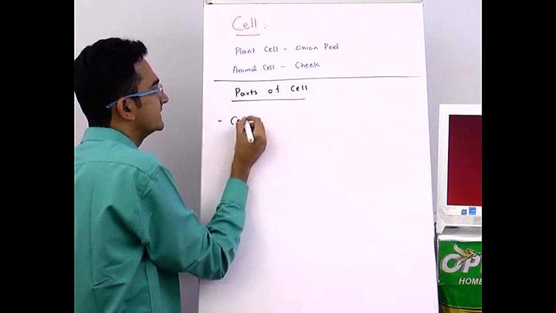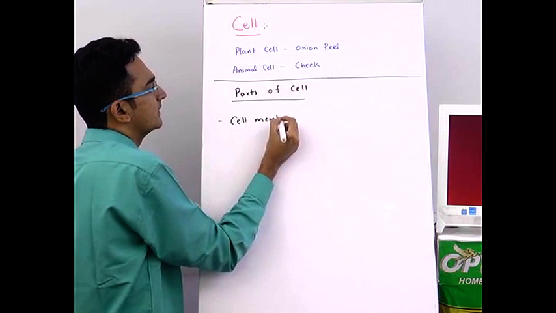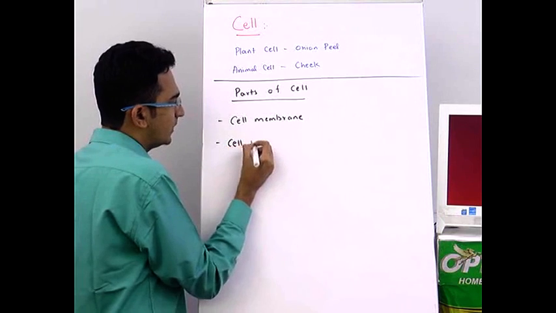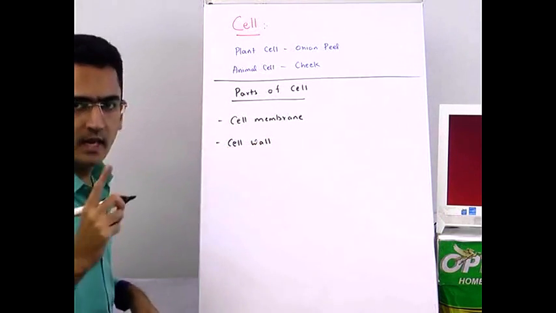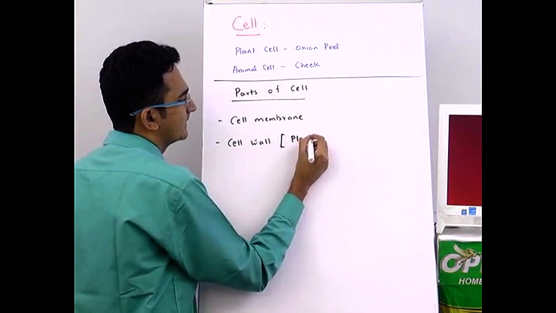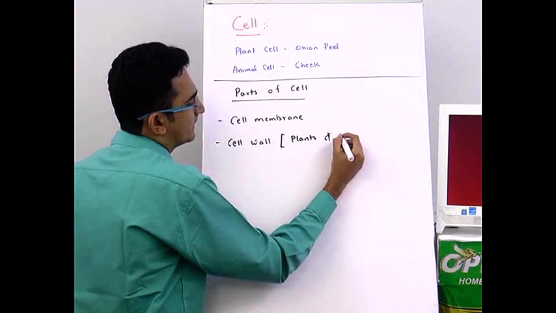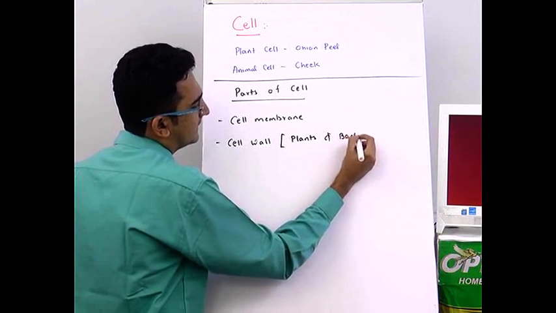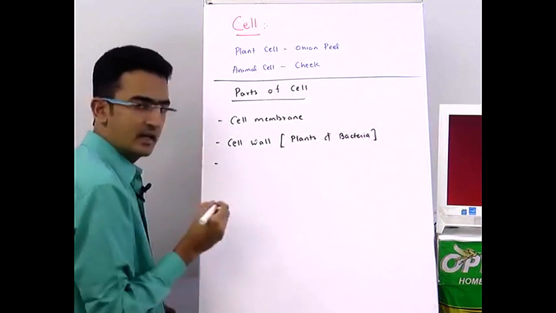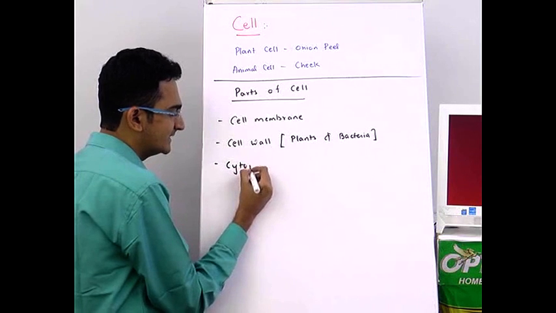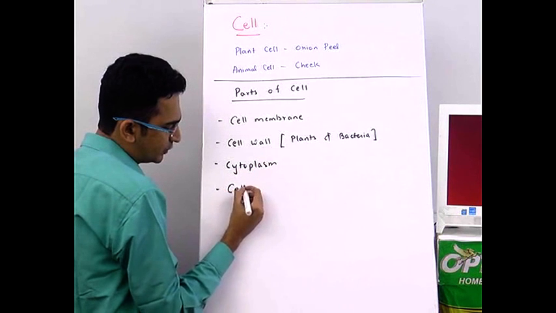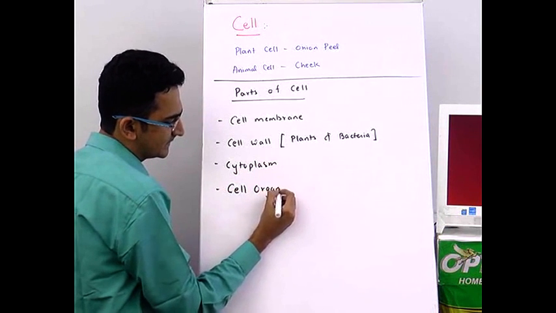The first one is cell membrane. The second one, cell wall, present in only plants and bacteria, not present in animal cells. Then we come to cytoplasm, the fluid inside the cell. Then we come to cell organelles.